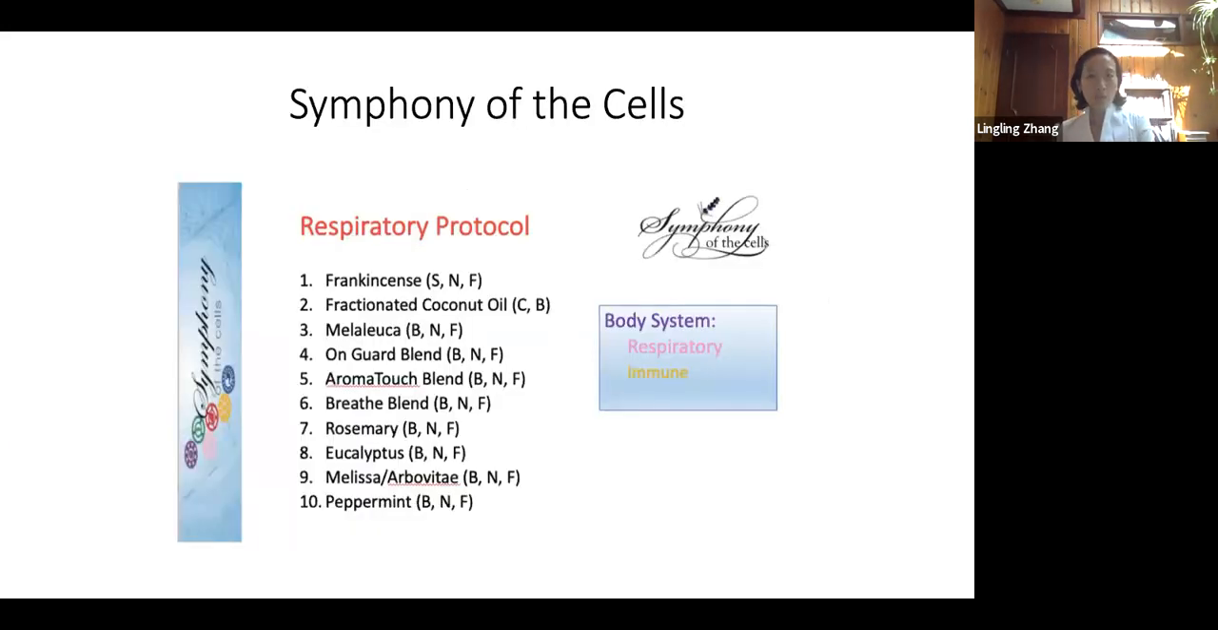Lastly, I want to recommend two systematic ways of using the oils. One is called Symphony of the Cells. Symphony of the Cells is a set of 19 different protocols to help maintain your health and also help relieve some of the symptoms. Each protocol addresses one part of your body, or I should say one system.